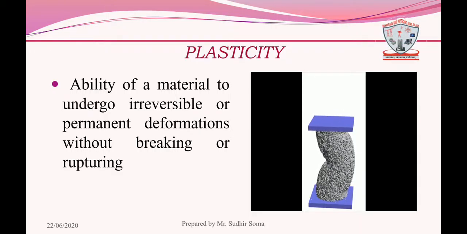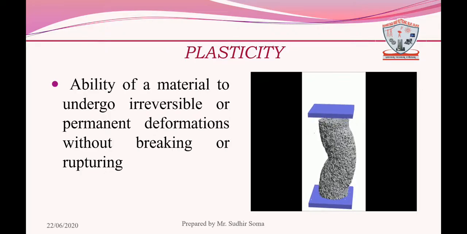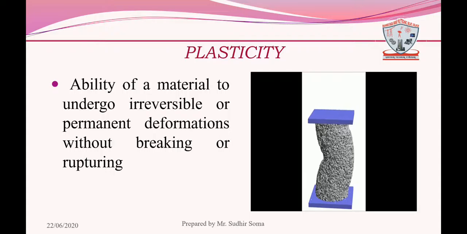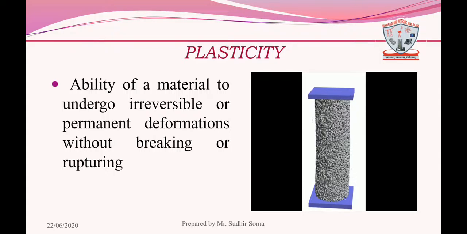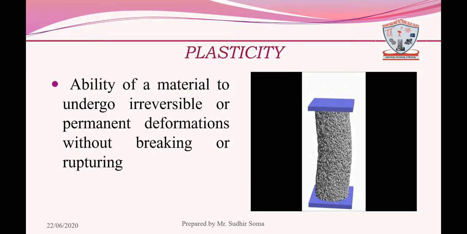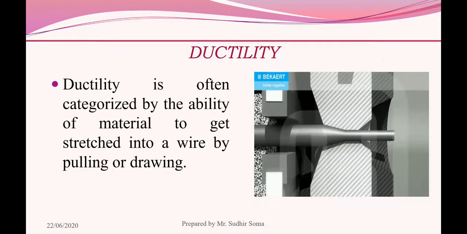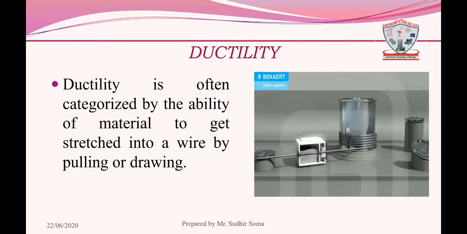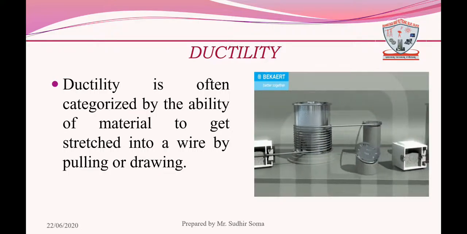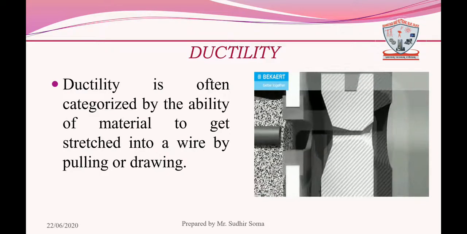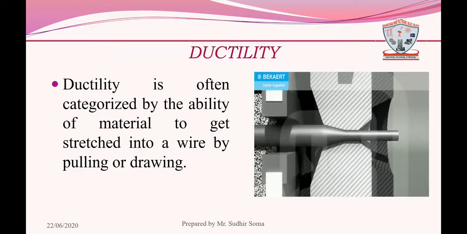You see the animation. It is also the ability of a material to undergo irreversible or permanent deformations without breaking or rupturing. Then next is ductility. So what is meant by ductility? The animation clearly tells about the property of material, that is ductility.